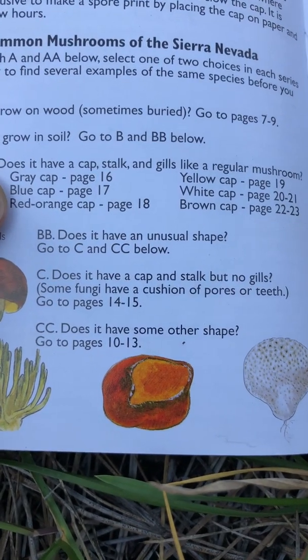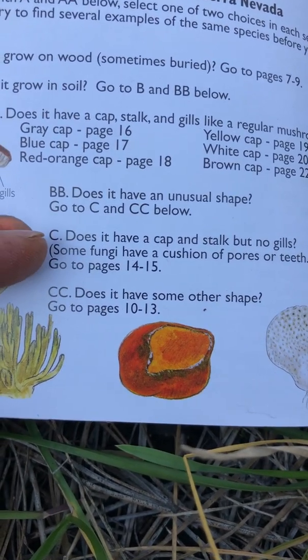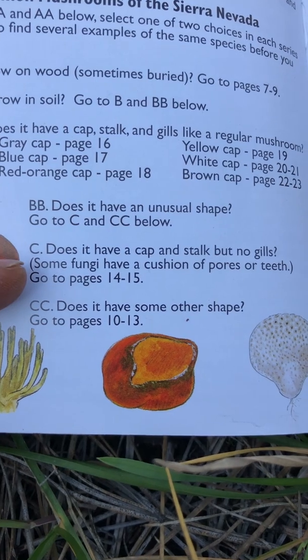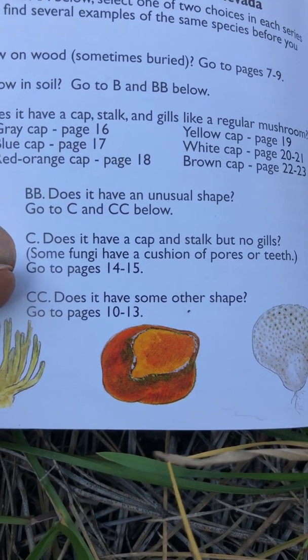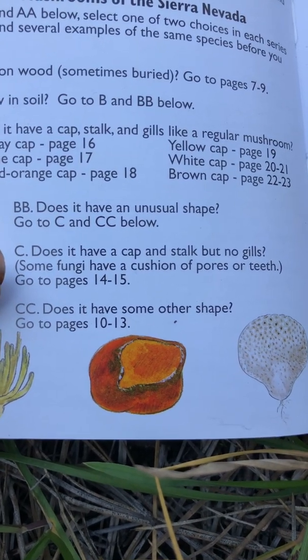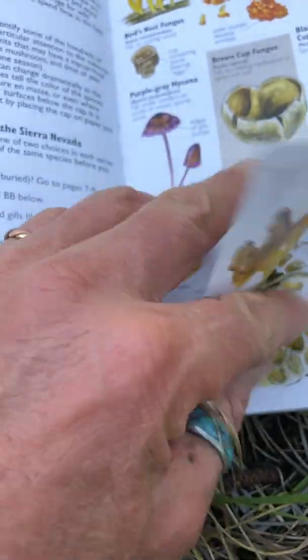But for BB, it says, does it have an unusual shape? So we go to C and CC right here. And it says, does it have a cap and stalk but no gills? Yes. Okay. And it says some fungi have a cushion of pores or teeth. So that's going to be what it is.